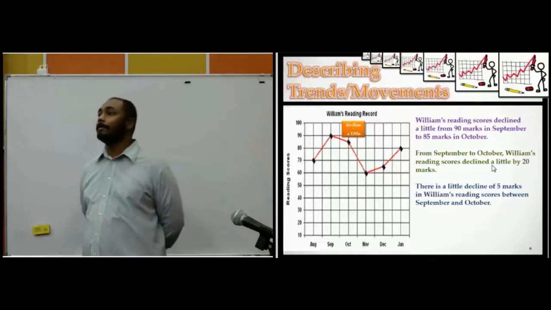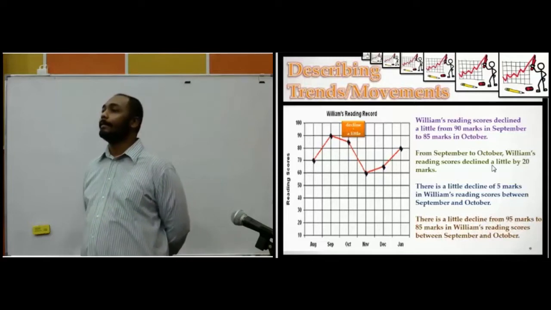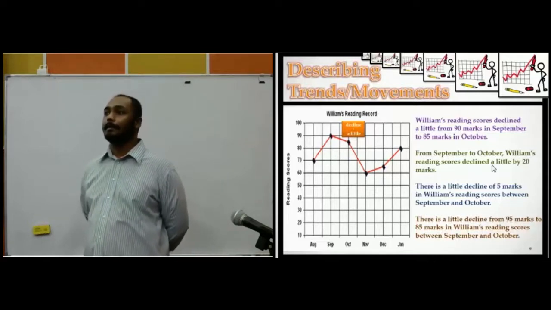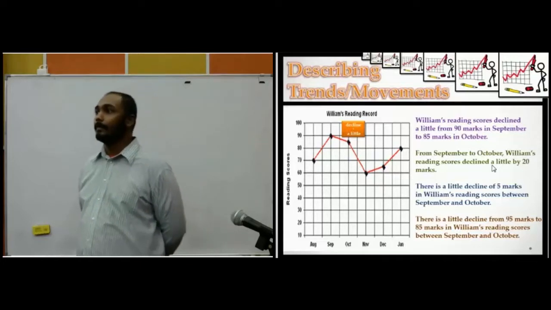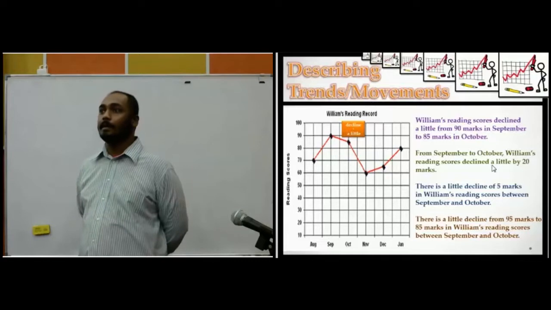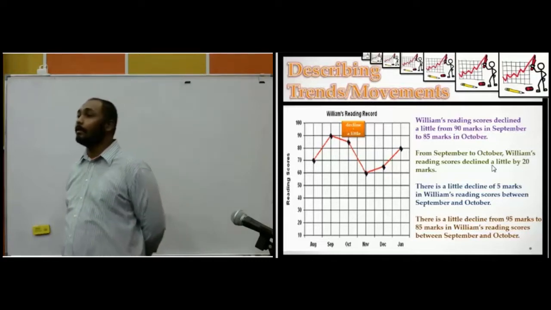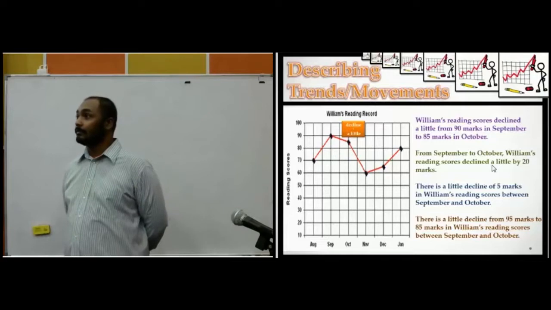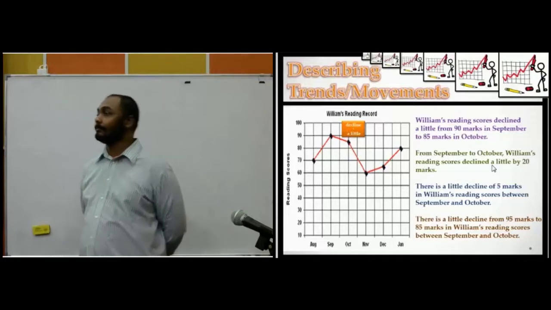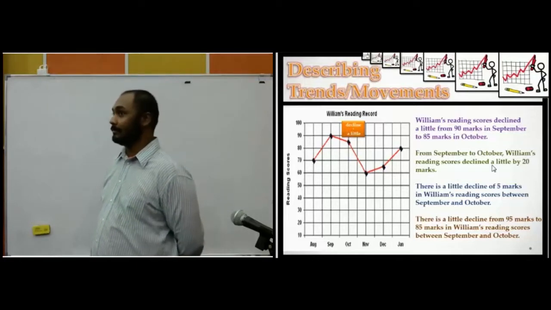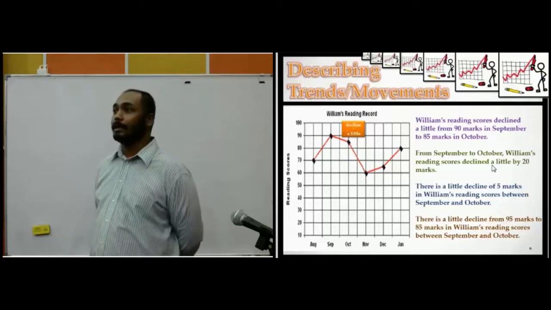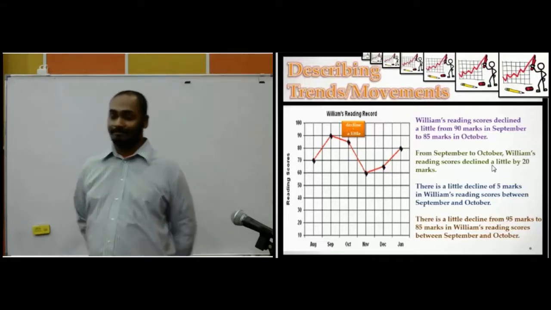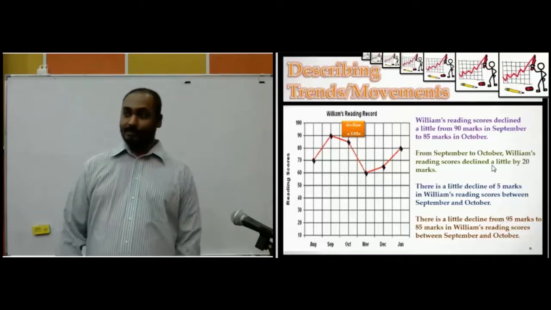Okay, the last one. Shall I have Iqbal? No, one Iqbal is on MC. He's not well. Which Iqbal is that? There is a little decline from 95 marks to 85 marks in William's reading scores between September and October. So is this a noun or verb phrase? Noun. Good. Improved.